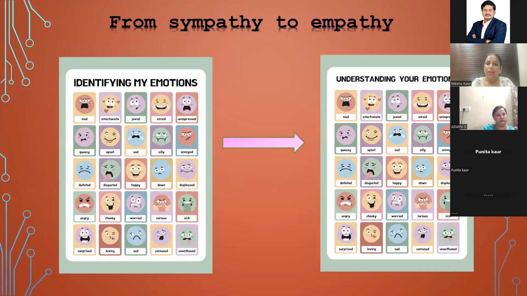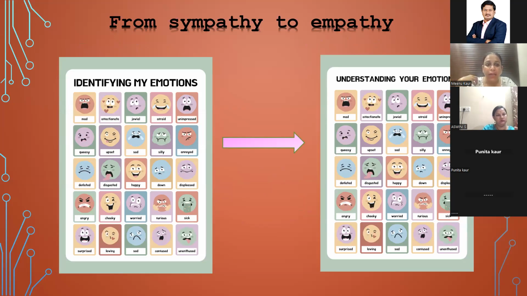Now, a leap of faith. We all have heard of this. From sympathy to empathy, what does it take? Just one simple step: identifying my emotions to understanding your emotions. Too simple, yet very deep words.